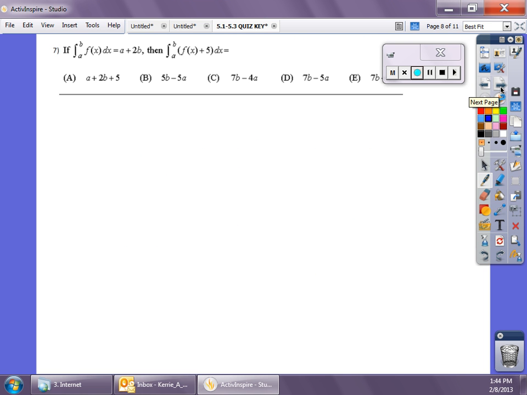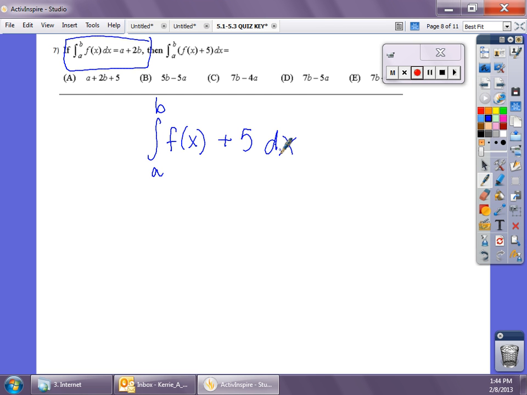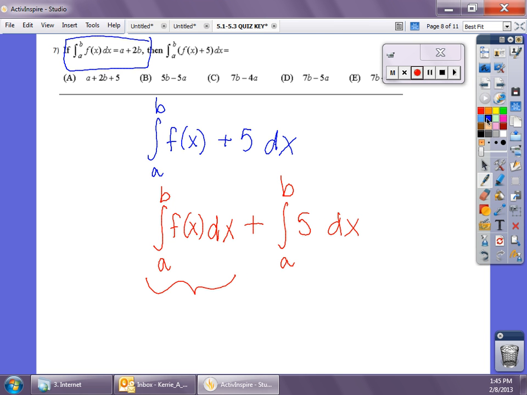All right, number 7. So the integral of this piece we know. So let's take the question. Again, we always say start with the question. I know that if this wasn't here, the answer would be a plus 2b. So since I know that, I'm going to split it up so it's acting as if it's not there. Just like derivatives, you can split up integrals if they're added or subtracted. So now, this is the given information, which was a plus 2b.